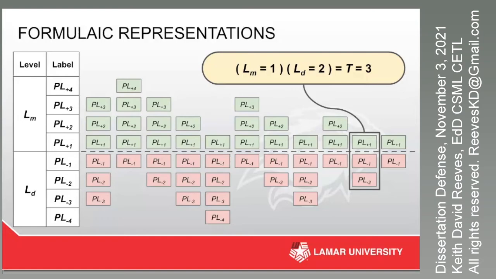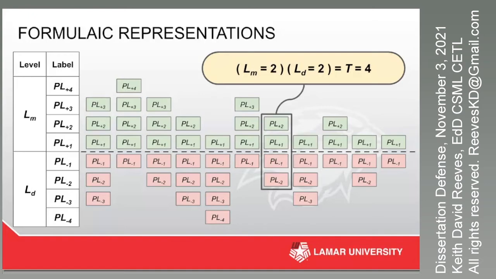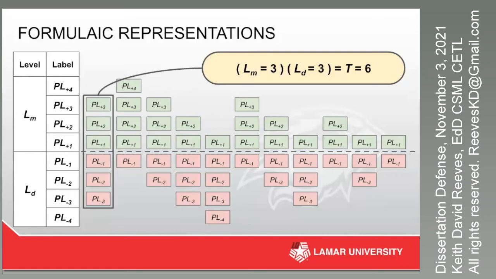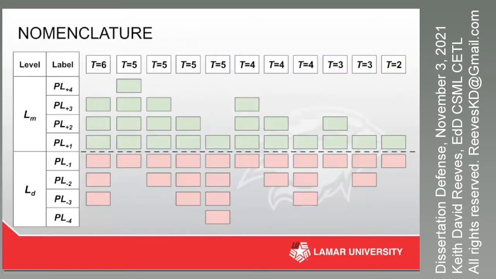Even when a model has the same T as another model, it never has the same formula of LM and LD. This T equals 3 model has LM equals 1, LD equals 2, while this one has LM equals 2 and LD equals 1. Each model has its own formula, so each SBRC only fits one formula, making the taxonomy mutually exclusive. And since the taxonomy accounts for every SBRC in the literature, it's also exhaustive.